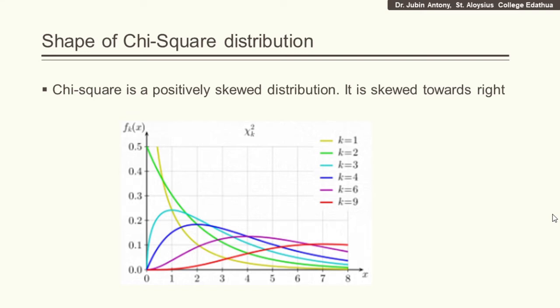Now, the shape of chi-square distribution. Chi-square is a skewed distribution. It is skewed towards the right. The shape of the distribution depends on the degrees of freedom. In the graph, k denotes degrees of freedom. Chi-square distributions with degrees of freedom greater than or equal to 3 have somewhat similar shape.